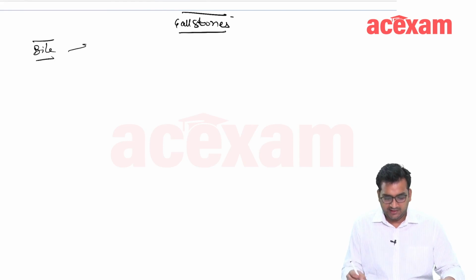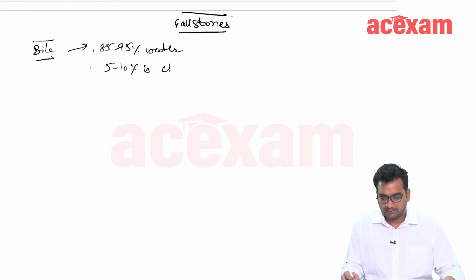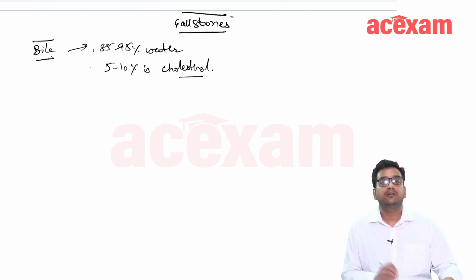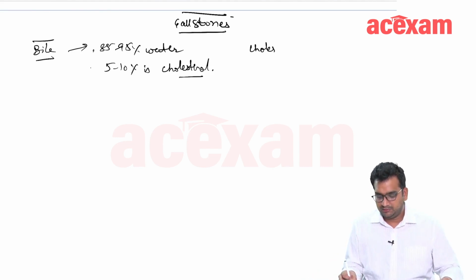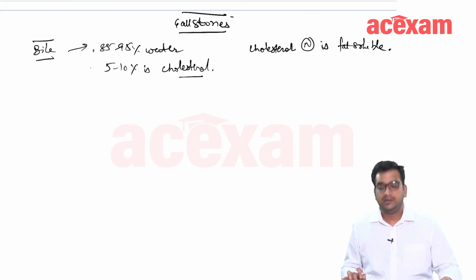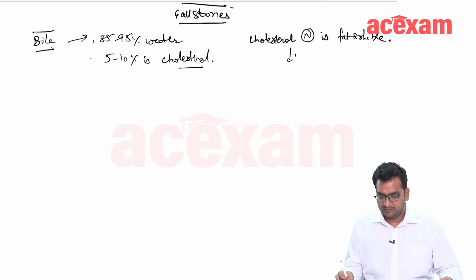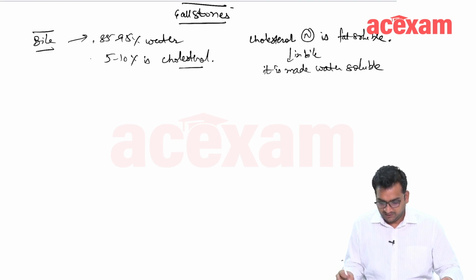Bile is 85 to 95% water, and the remaining 5 to 10% is cholesterol. Now, cholesterol is normally fat soluble, but in bile it is made water soluble by micelle formation. This we already know.